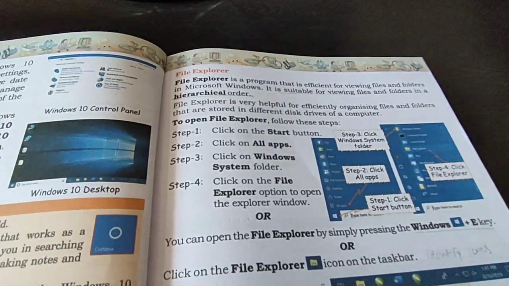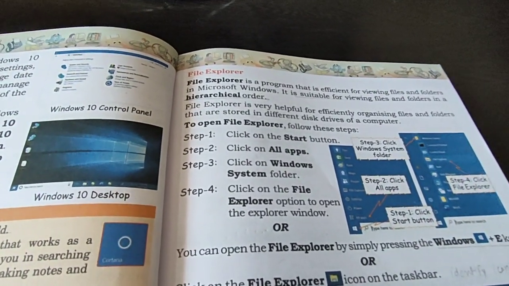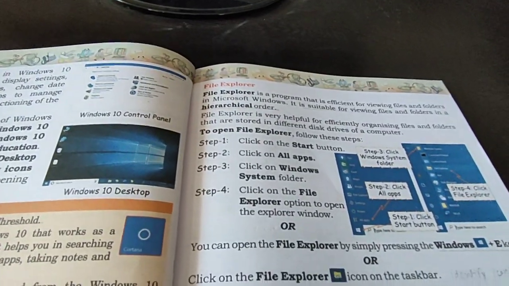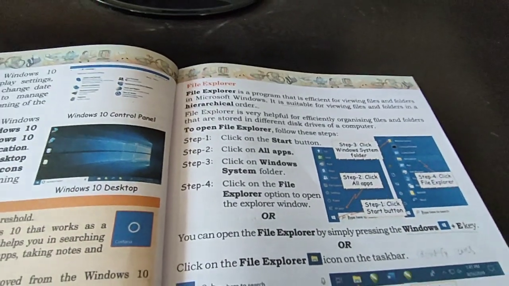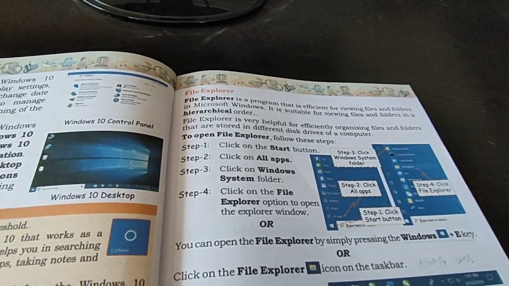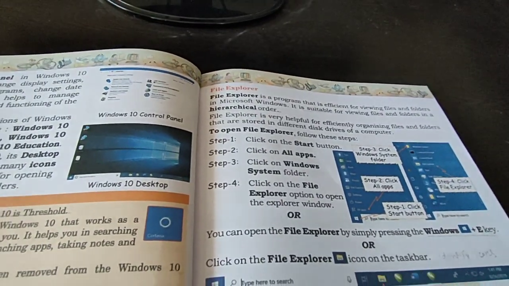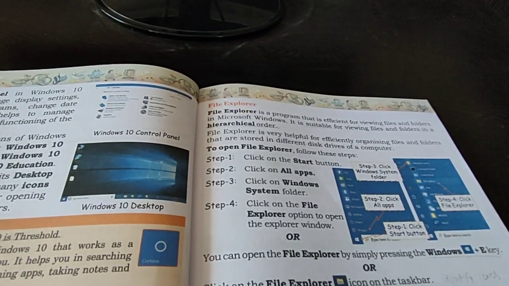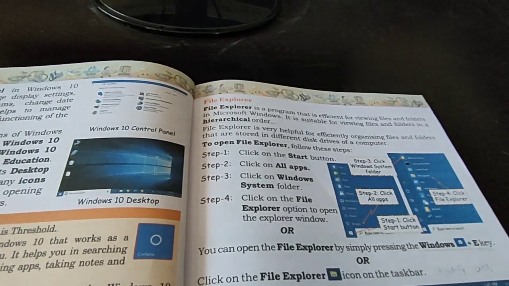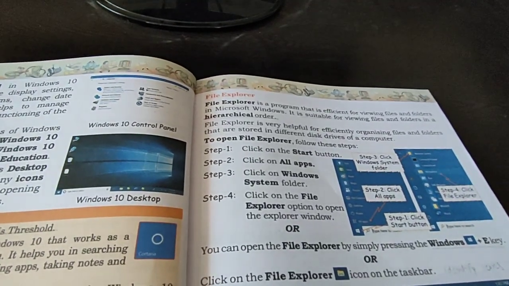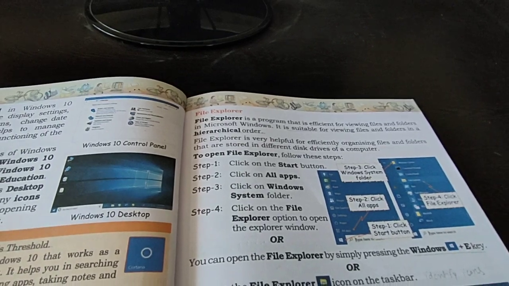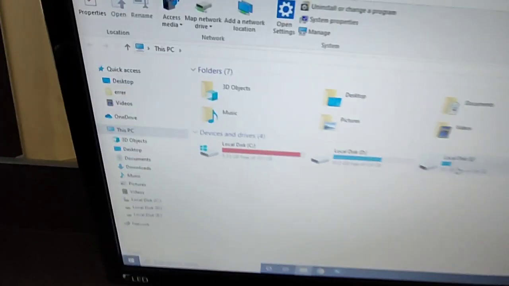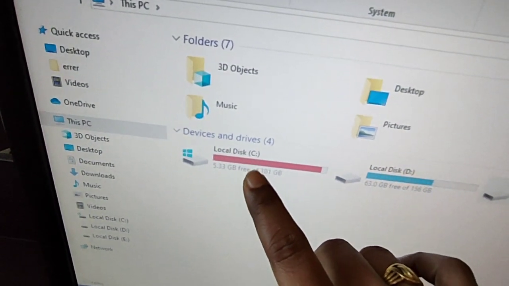File Explorer is a program that is efficient for viewing files and folders in Microsoft Windows. It is suitable for viewing files and folders in a hierarchical order, means all the folders are arranged in a hierarchical order. So File Explorer is very useful for efficiently organizing files. With the help of File Explorer, you can simply organize your files and folders, and by a single click you can open the same file and folder and access your data. So it organizes files and folders that are stored in different disk drives of a computer. Different disk drives means this is local disk C, this is your disk drive.